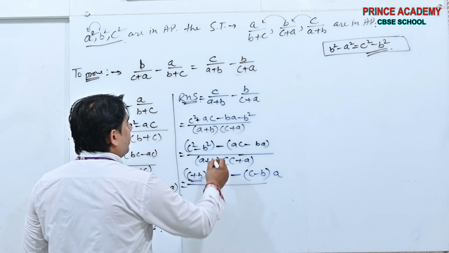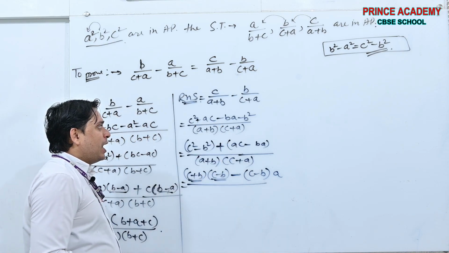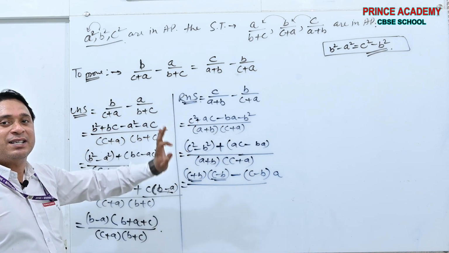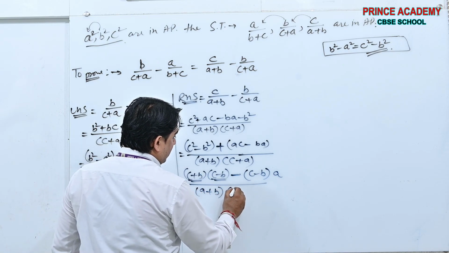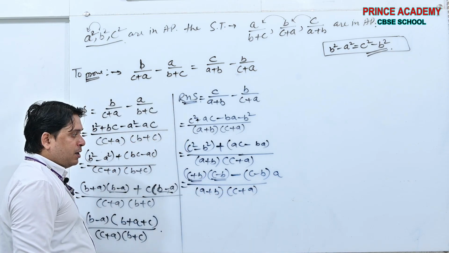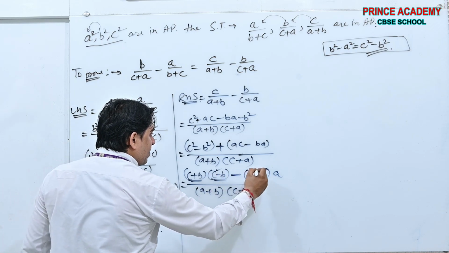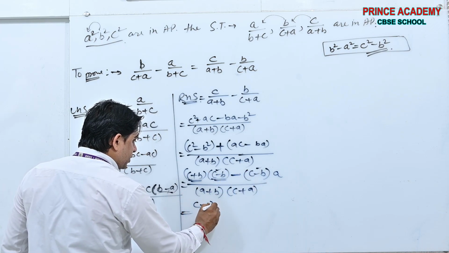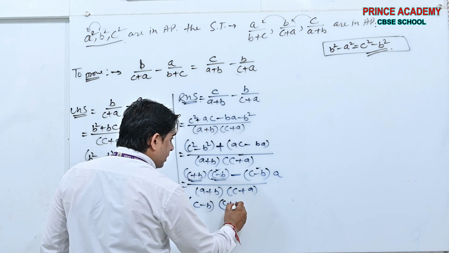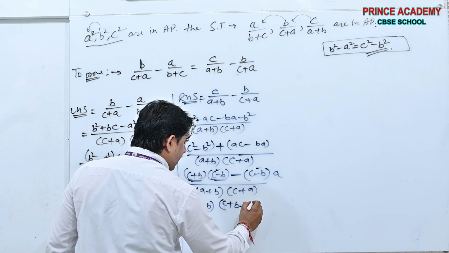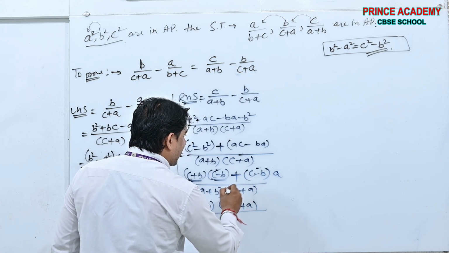Okay, done. Oh, it was again here, my fault. By mistake I put minus here, beta. Okay, take care of it. Now see, (a plus b)(c plus a). Done. Now see beta, if I take c minus b common, what I will get? c plus b plus a. Yes or no? Again here is plus a.